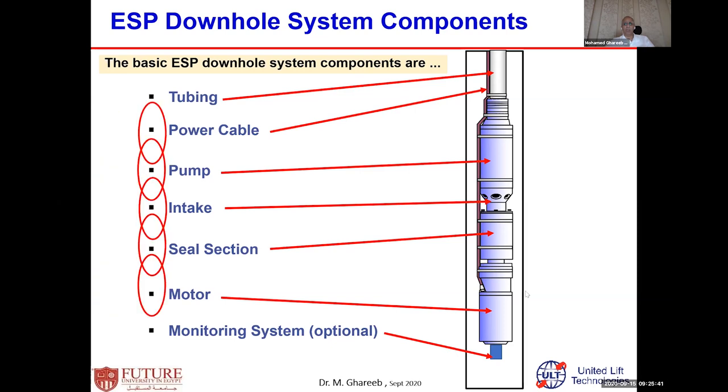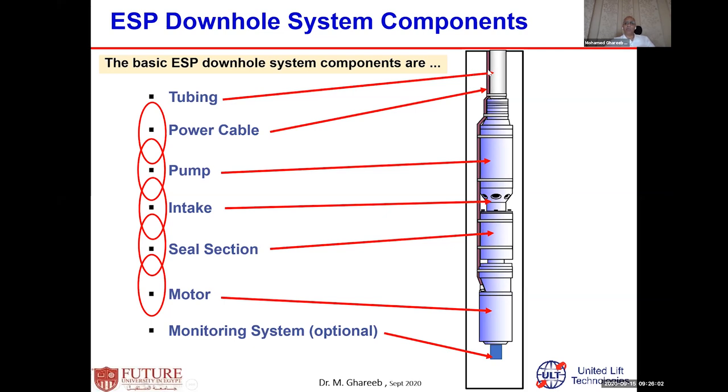Like rod lift systems, there is a chain. The chain here has five main components: power cable, pump, intake, seal, and motor. If one of these links in the chain is broken, the rest will not work, or we can have failures from the others.